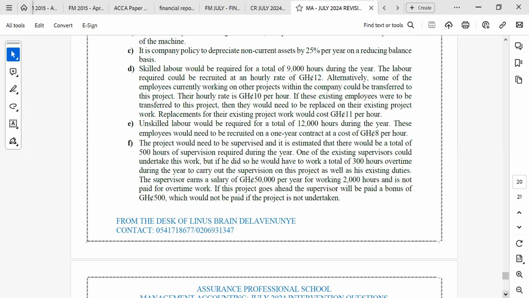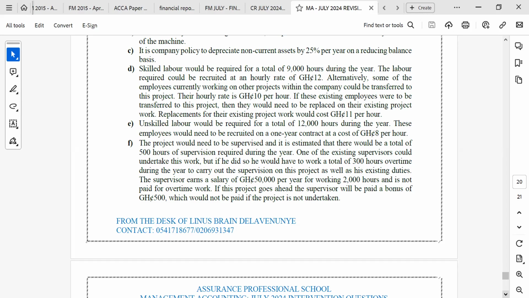Okay, so let's come to the supervision. The project will need to be supervised, and it is estimated that there will be a total of 500 hours of supervision required during the year. One of the existing supervisors could undertake this work, but if he did so, he will have to work a total of 300 hours overtime during the year to carry out the supervision on this project as well as his existing duties. The supervisor earns a salary of 50,000 per year for working 2,000 hours and is not paid for overtime. If this project goes ahead, the supervisor will be paid a bonus of 500, which will not be paid if the project is not undertaken.